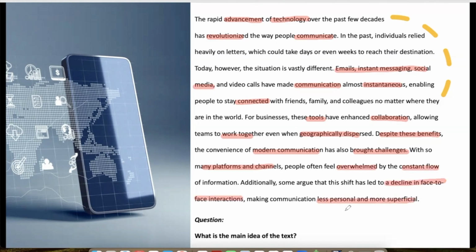But first of all, if we identify these key ideas, now we are in a better position to identify the main idea. So this text is going to talk about the advancement of technology, how it has enabled us to communicate instantaneously, doesn't matter where we are located. But it has also brought challenges. People might feel overwhelmed. There's a decline in face-to-face interaction. Our communication is less personal, more superficial. You see, this is how I'm sure most of you could find the main idea.